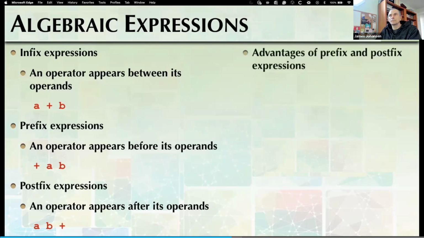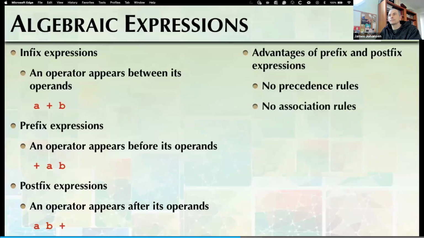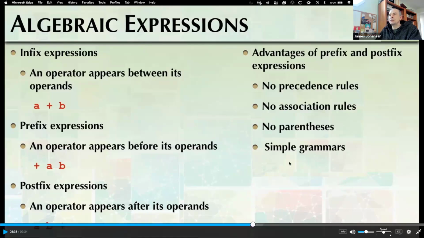Now, there are some advantages to prefix and postfix expressions. For example, we don't have to worry about precedence rules. We perform the operations in the order they are in the expression. We don't have to worry about association. We don't have to worry about parentheses. In prefix and postfix expressions, there are no parentheses. And they have very simple grammars, very simple to program the evaluation of. We'll see that. This is exactly what you want if you're going to be using a computational capability. If you do this conversion, it's going to be a lot simpler. Those are the kind of motivations they're pointing out.